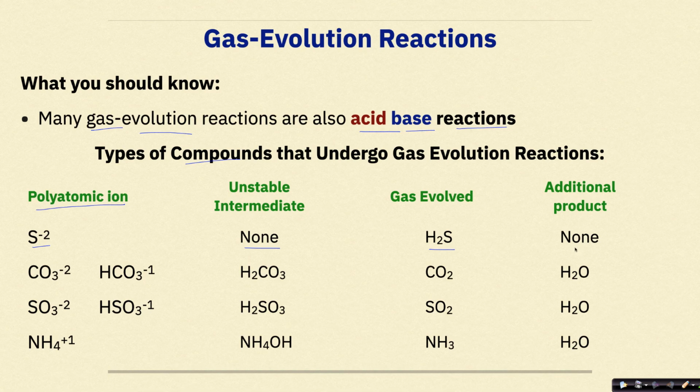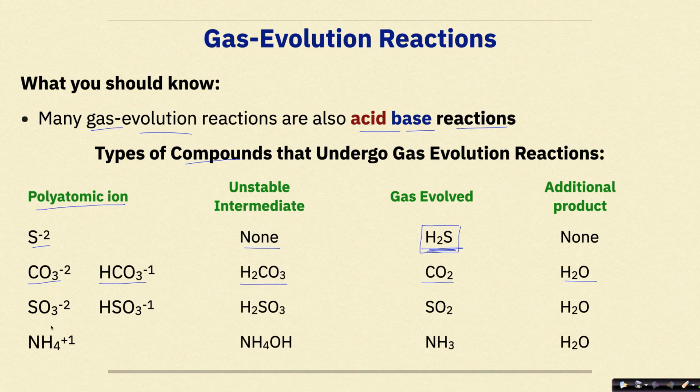no more additional products. If the compound has the carbonate or the hydrogen carbonate ion in it, which again are also weak bases, and reacts with a compound that has an acidified hydrogen, it will commonly make H2CO3, carbonic acid. That carbonic acid is very, very unstable and will automatically break down into carbon dioxide and water.